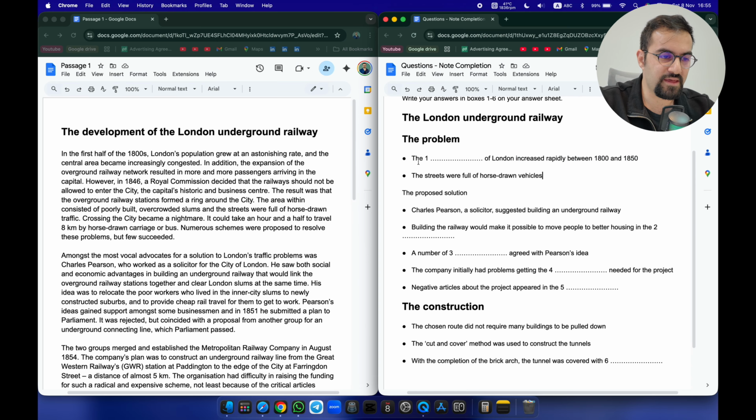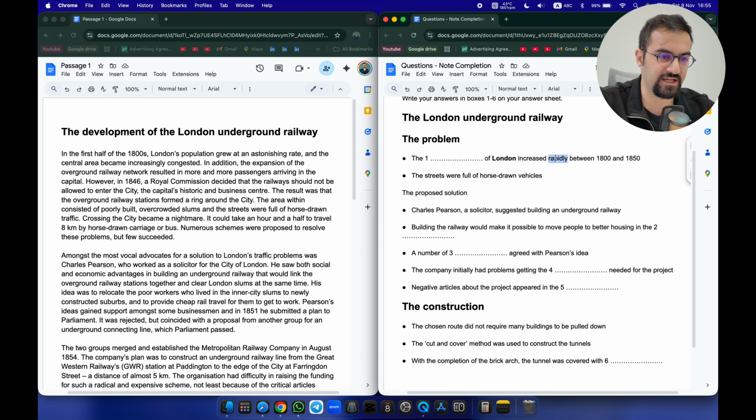And I see that it says, the blank of London increased rapidly between 1800 and 1850. So, one more tip for you guys is that note completion questions in the IELTS reading test usually have noun answers. So I need to find out a noun to complete it. And I know that it's easy to find, but I need to understand. Okay, so it has to be related to London.